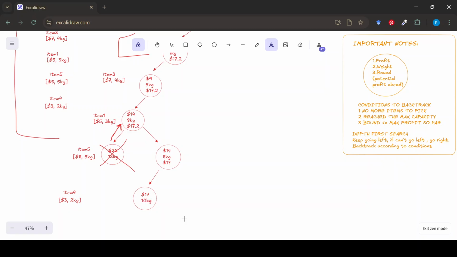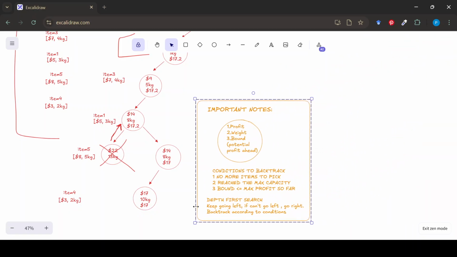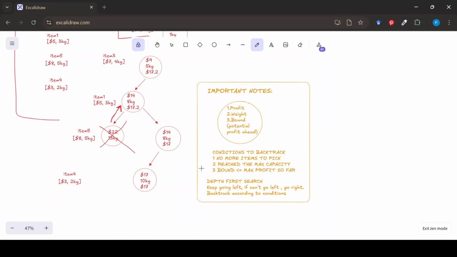And our bound will remain as 17, because our potential picks have not changed. Now, if we check our conditions again, there are no more items left to pick, so that satisfies the first condition. We have reached the maximum capacity. And our bound is now equal to the maximum profit of 17 which we have found so far, 17 and 17. So that satisfies the third condition as well. So this is definitely a place where we should backtrack.